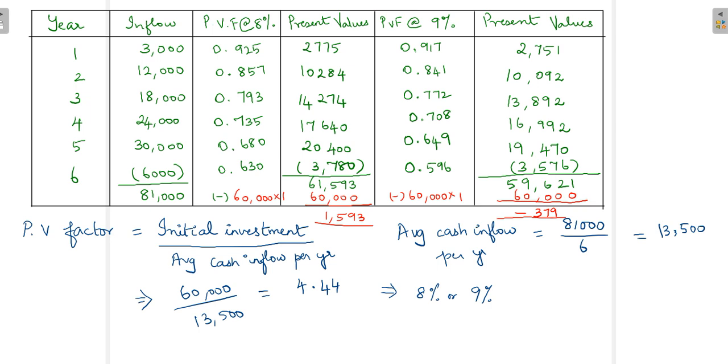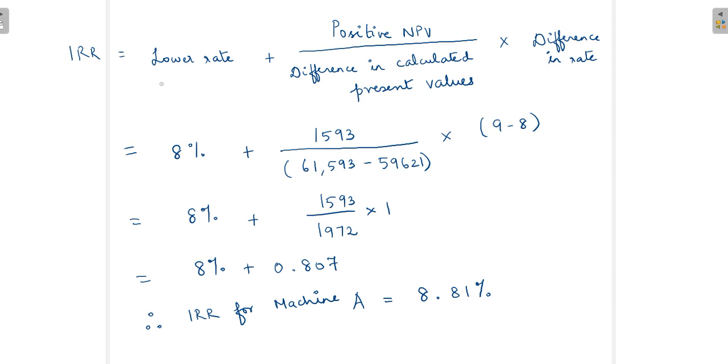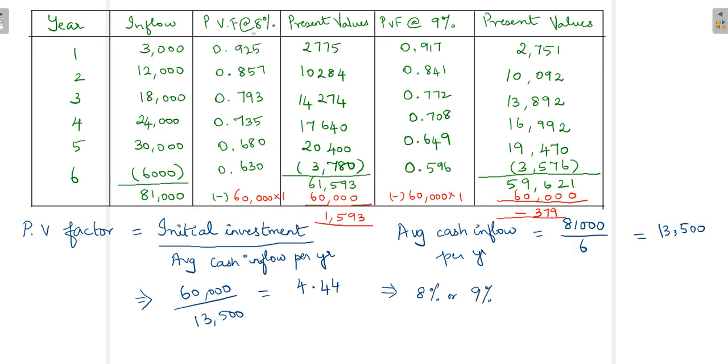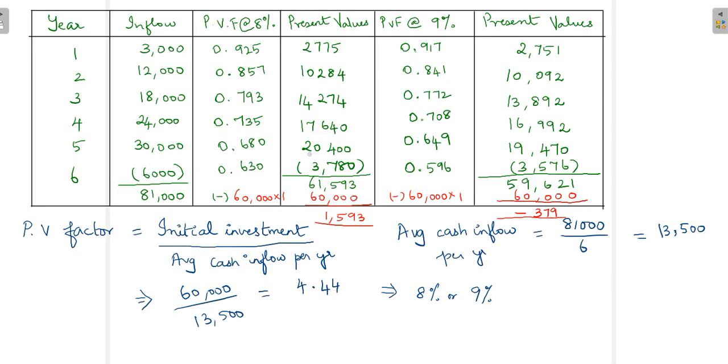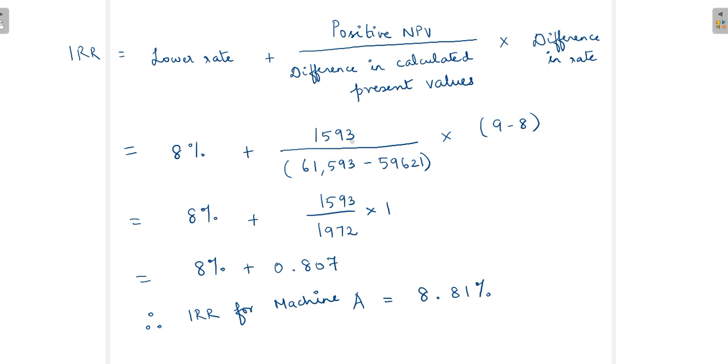So the next step is we substitute it in the formula. To find IRR, we use this formula: lower rate plus positive NPV divided by the difference in the calculated present values, into the difference in rate. So the lower rate, out of 8 and 9%, is 8%. Positive NPV: we have one negative NPV and one positive NPV. At 8% we have a positive NPV, which is 1,593. So we take that 1,593 and we find the difference in the calculated present values.